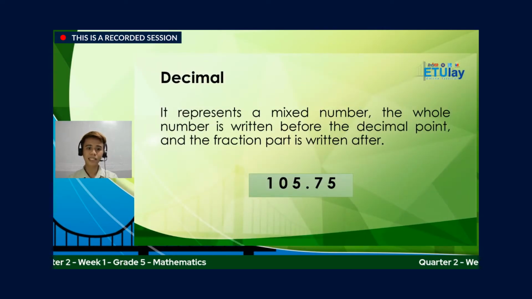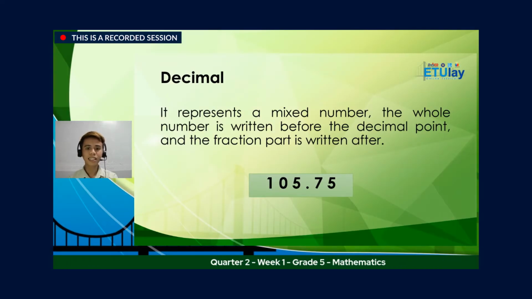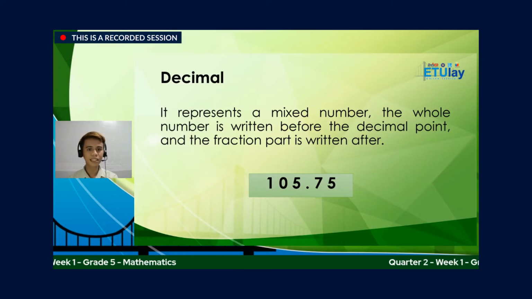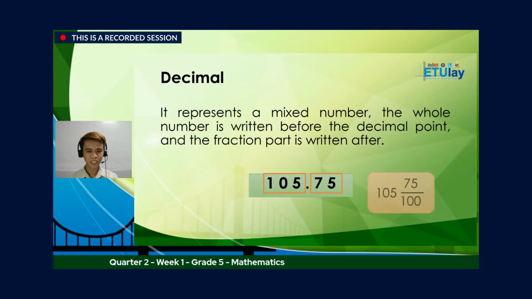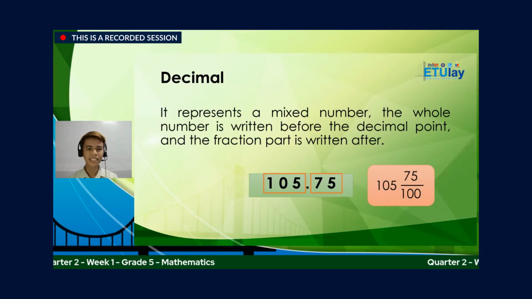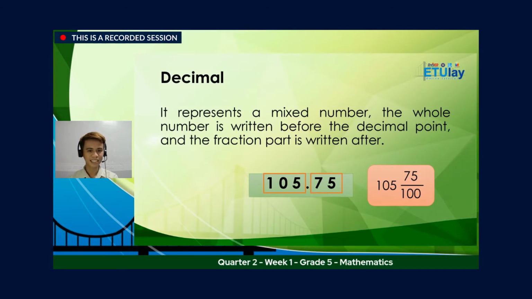Decimal also represents a mixed number. Mixed number siya ng whole number, which is nga yung written dun sa before the decimal point or dun sa left portion niya. And the fraction part is written after the decimal point. So kung i-convert natin ito into a fraction or dun sa ating mixed number, it will be 105 and 75 over 100, or 105 and 75 hundredths.